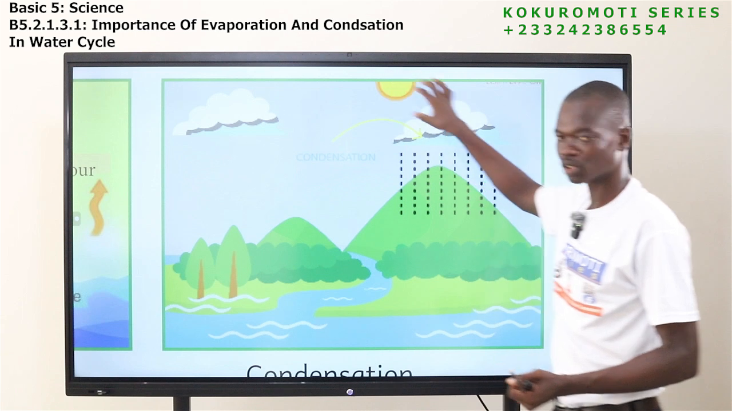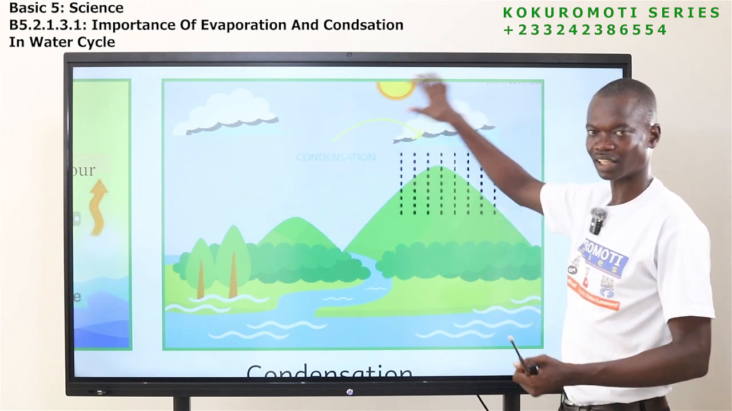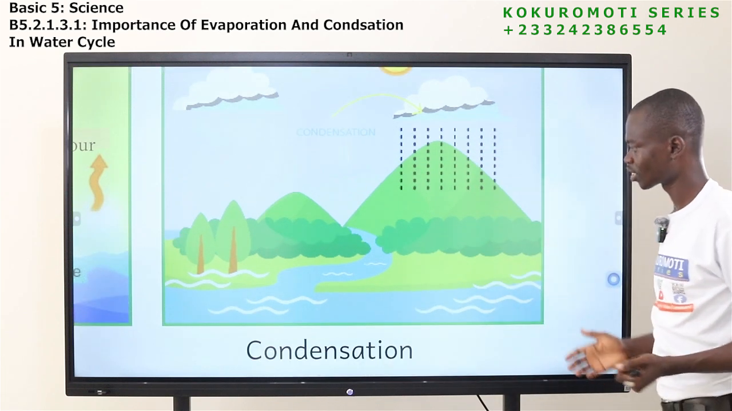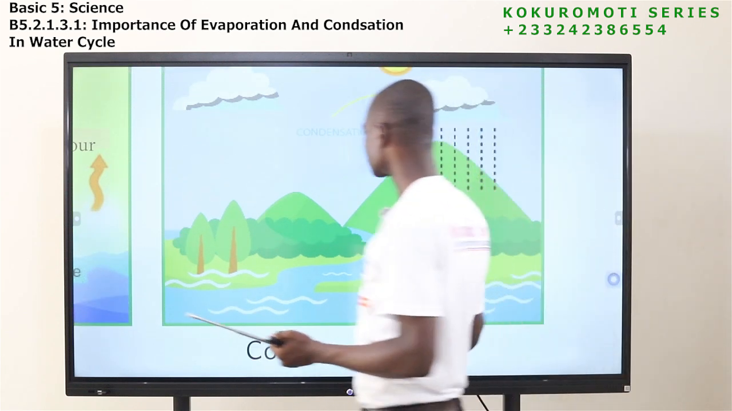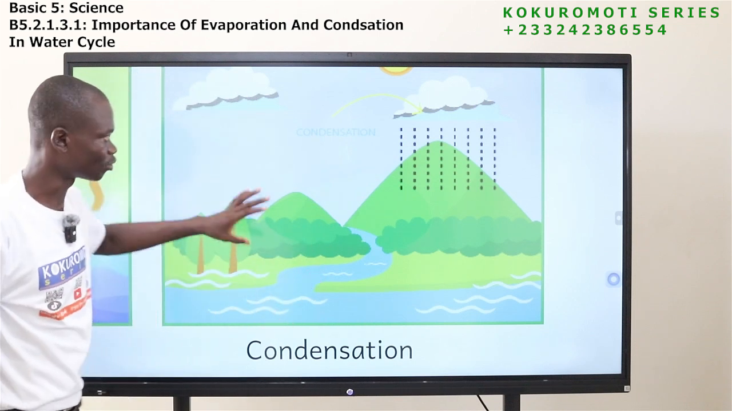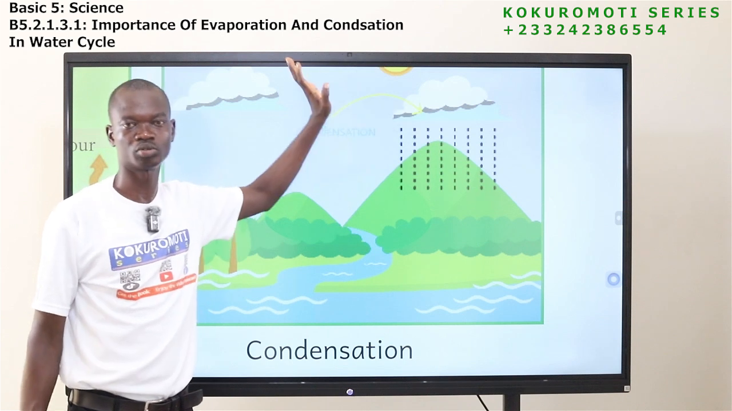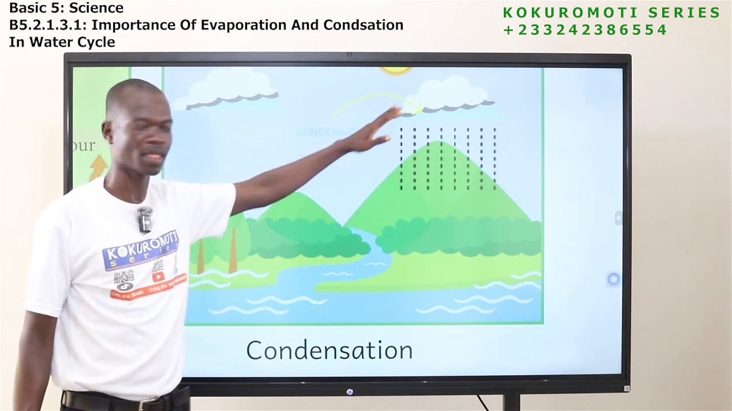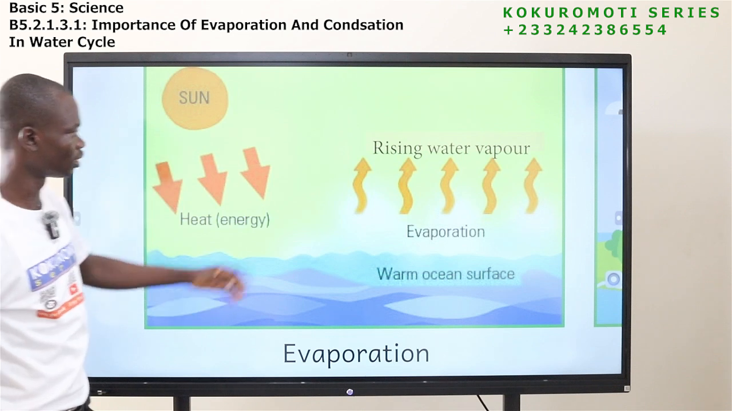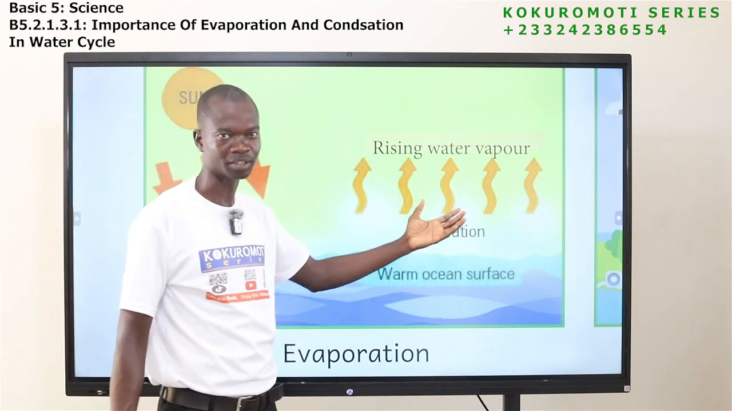So when it changes into water, it forms this in the atmosphere. That is what we see as clouds. Okay, so this is condensation. Without the cooling nature of the atmosphere, there is no way the water vapor can change to water. And without the sun, there is no way the water can change to water vapor.